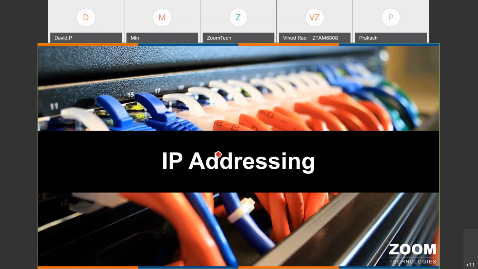Okay, let me continue with today's topic, which is IP addressing. Today we'll discuss the IPv4 address, the complete logic of the IPv4 address. In the next session, we'll discuss IPv6 also.